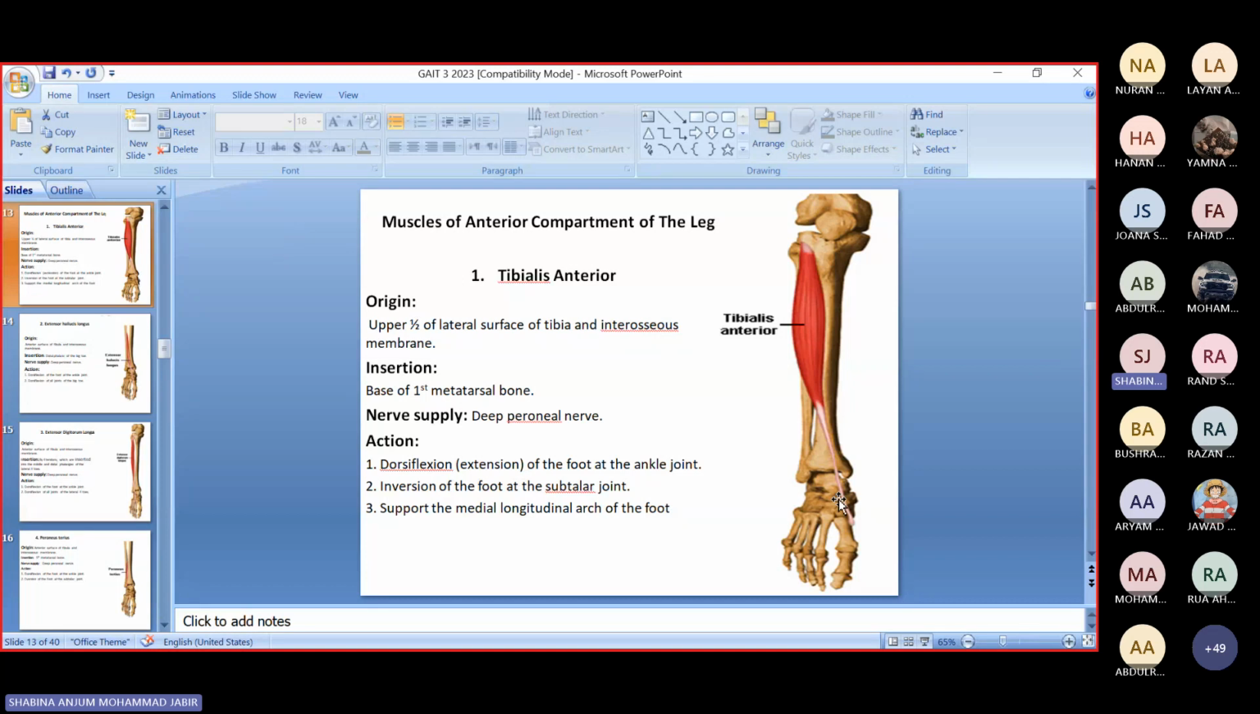Which action will be done by these muscles? This is called dorsiflexion or extension. Just try to do the extension of this. Here we don't call it extension or flexion; we call it dorsiflexion or plantar flexion. Then it has an additional action called inversion of the foot, and it will support the medial longitudinal arch of the foot. If you remember, we saw the arches, so this is one of the main supports for the medial longitudinal arch.